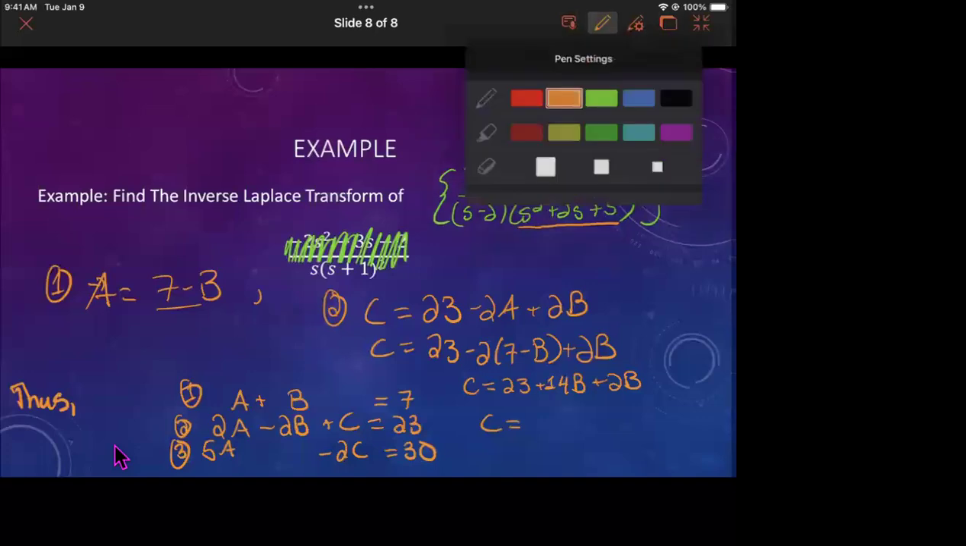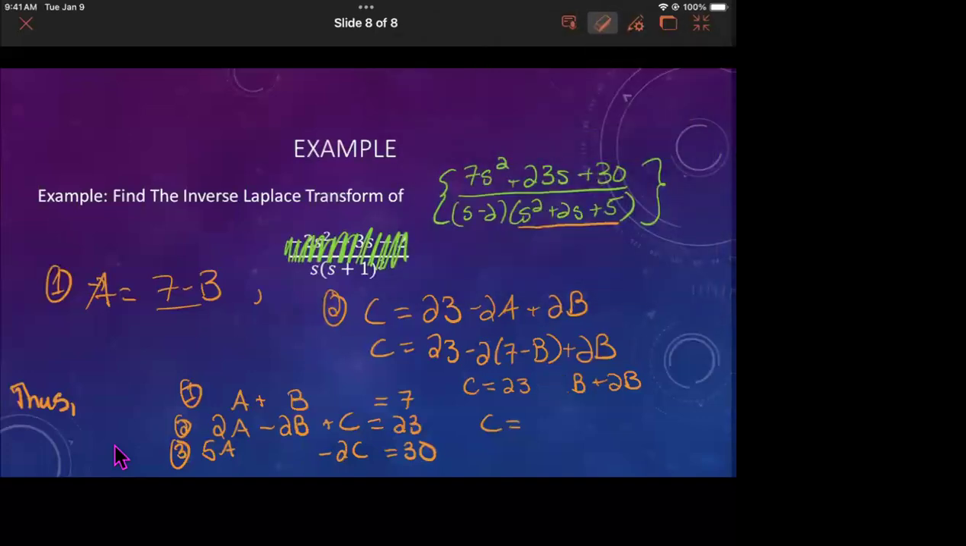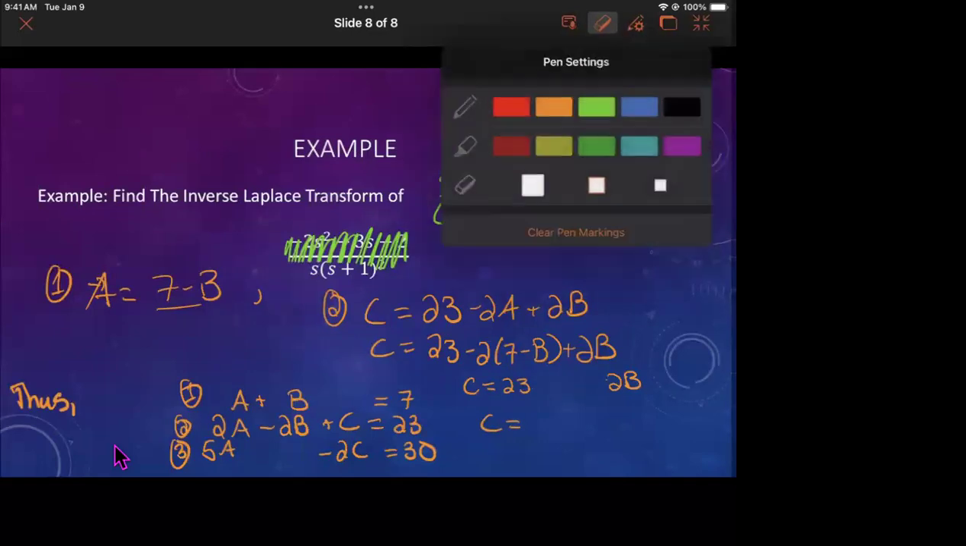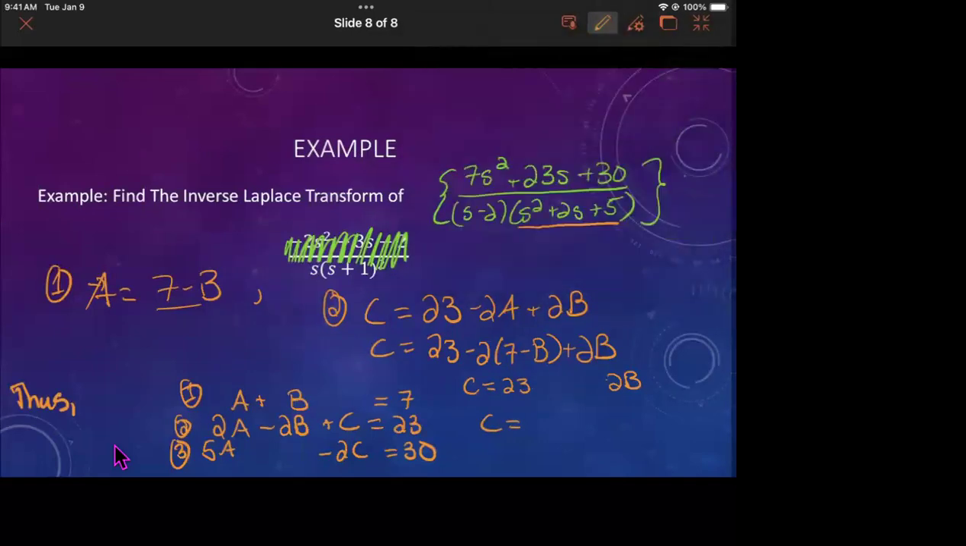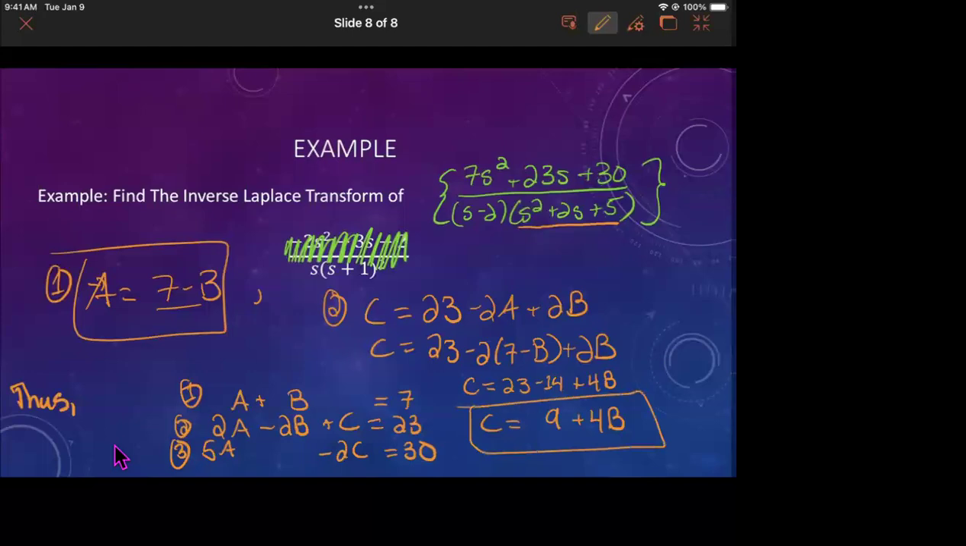I've got to slow down. So that is 23 minus 14, and then plus 2b plus 2b, which is plus 4b. So I believe that is 9 plus 4b. And then just use the fact that a is equal to this quantity and c is equal to this quantity to solve for b in the third equation.